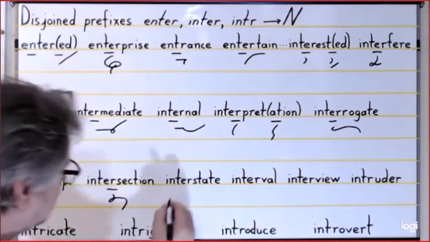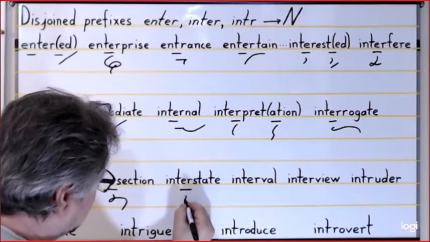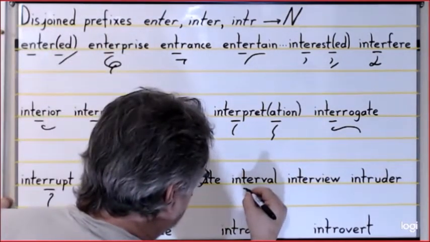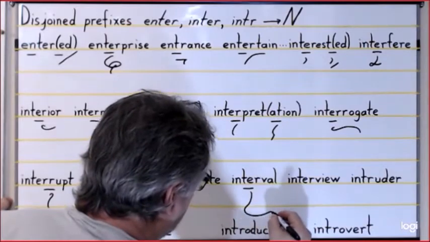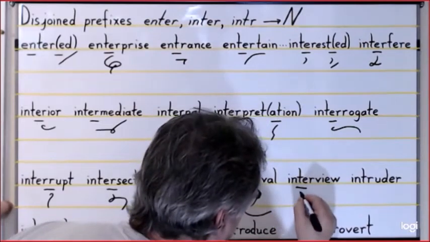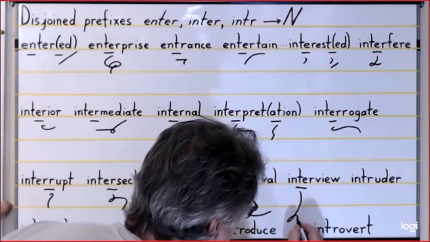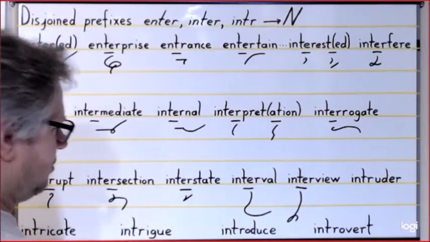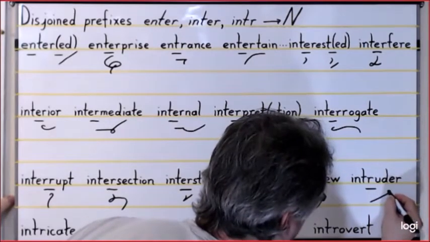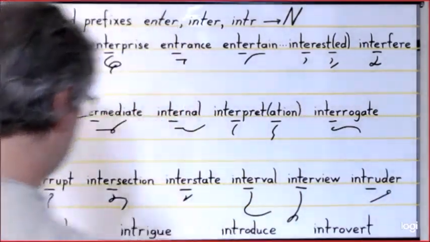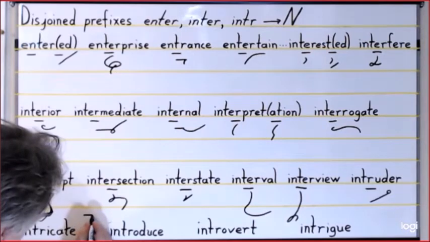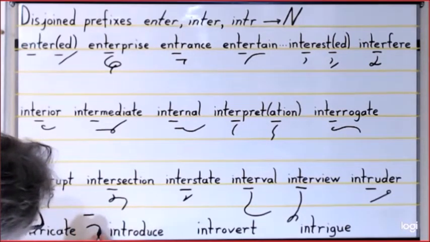For interstate, it is an N and an S and a T. For interval, it is an N, then a V, and an L. For interview, it is an N, then a V, E, and a U. And for intruder, it is an N, then a D, and then a reverse E for the sound at the end. For intricate, we'll write the N, and then a K below it.